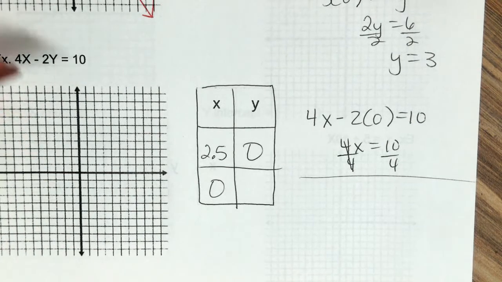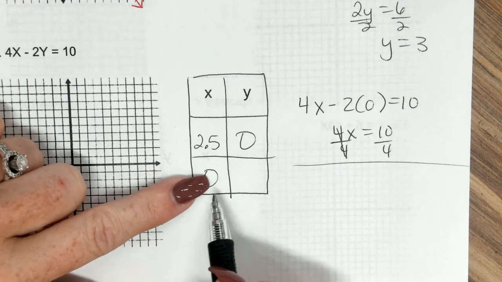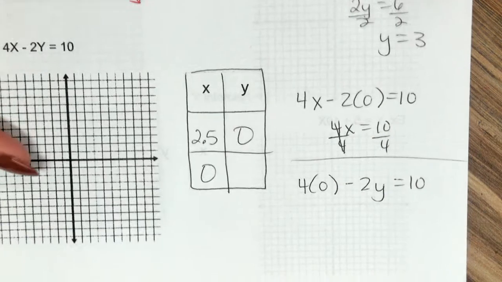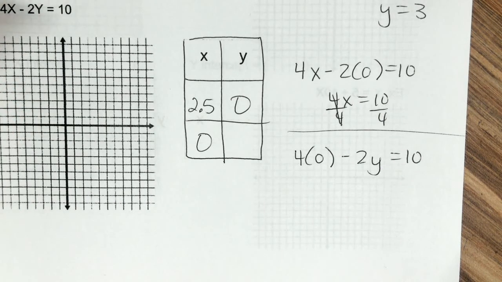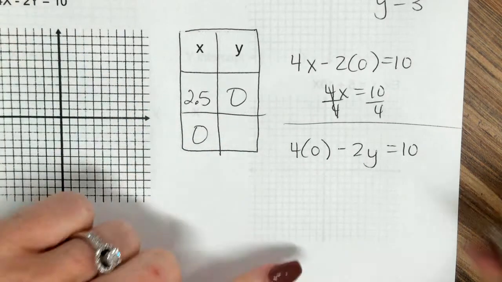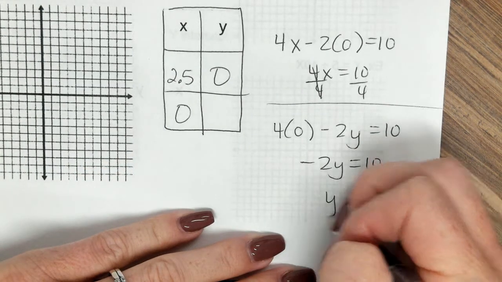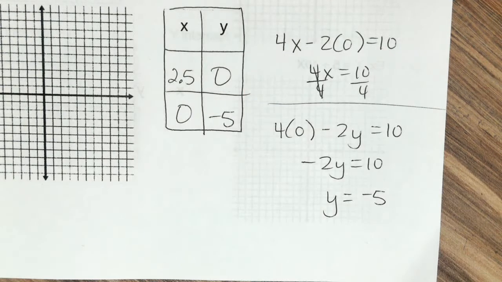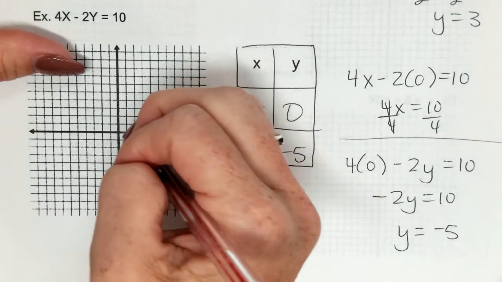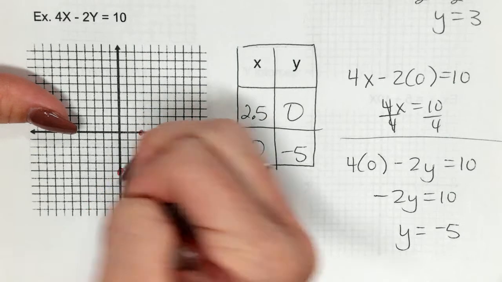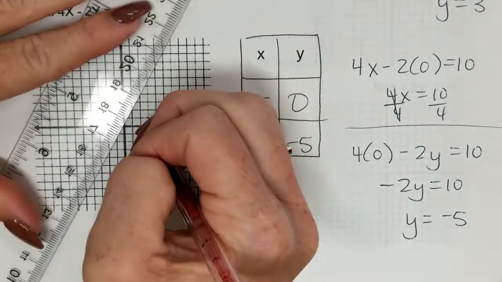Now for my y-intercept, I'm going to plug in 0 for x. So I have 4 times 0 minus 2y equals 10. What's 4 times 0? So I have negative 2y equals 10. So what is y? Negative 5. Go graph those points. And simply connect them with an arrow going straight through.